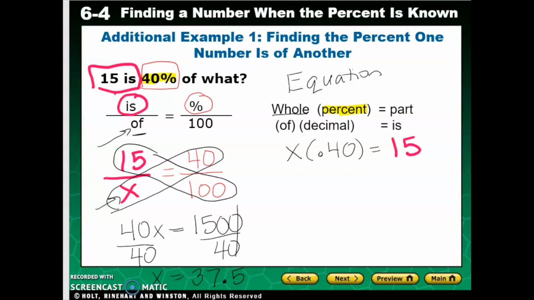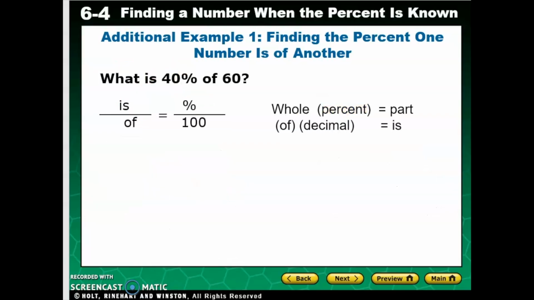So this would be the equation form, and I would solve my equation for x. So the opposite of multiplication would be division. I would divide by 0.40, and I get x equals 37.5. So I end up with the same answer either way. And you can choose to solve it either proportion or equation. You do need to know how to set up both ways, the proportion and the equation. Both skills will be on our assessment. All right, let's try another one.